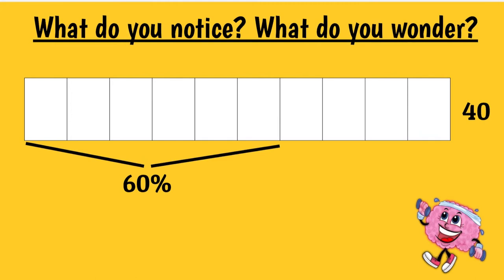All right, I'm so glad you're back. When I look at this, I notice that the 60% is only arrowing to 6 tiles, but there's 10 total tiles. I also notice that there's a 40 on the very far end of the strip diagram. And I'm wondering if this is like how we used strip diagrams when we solved ratios and rates. But I'm also wondering why there's a percent. So maybe they're related somehow. I don't know. Let's figure it out.